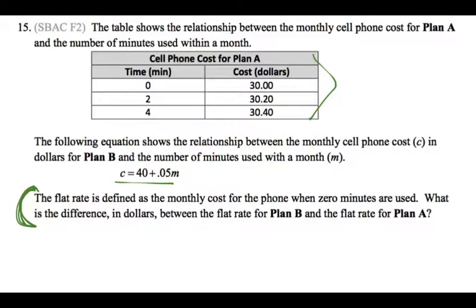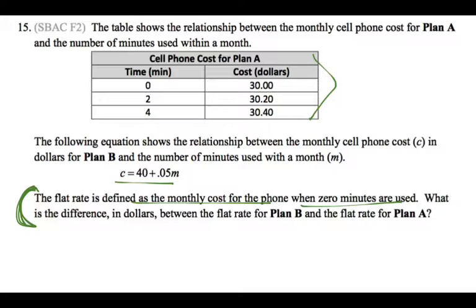This question part says, the flat rate is defined as the monthly cost for the phone when 0 minutes are used. Okay, so any situation, whatever the flat rate is, or the base cost, whenever the measurement is 0, like if the time is 0, the distance is 0, whatever you're paying, or whatever the total is, when the thing that's changing is 0, that's your flat rate. That's your y-intercept. Okay, so what we're looking for is the y-intercept, basically.